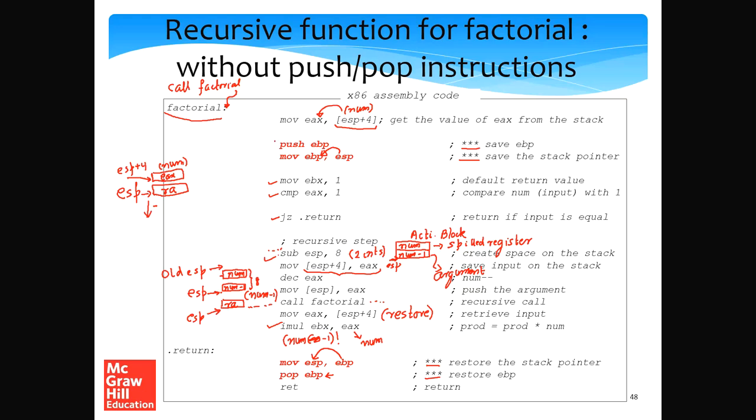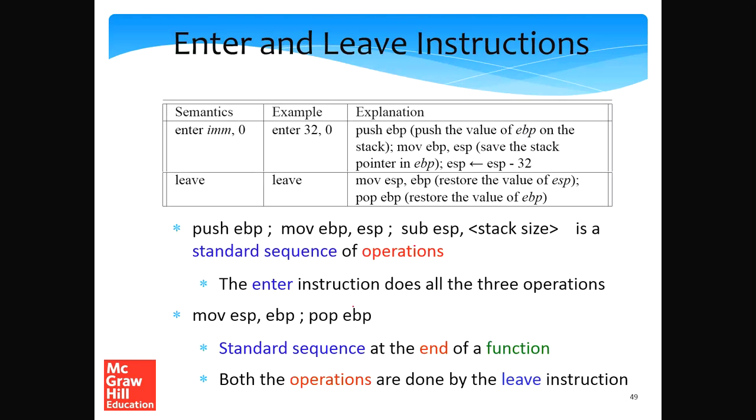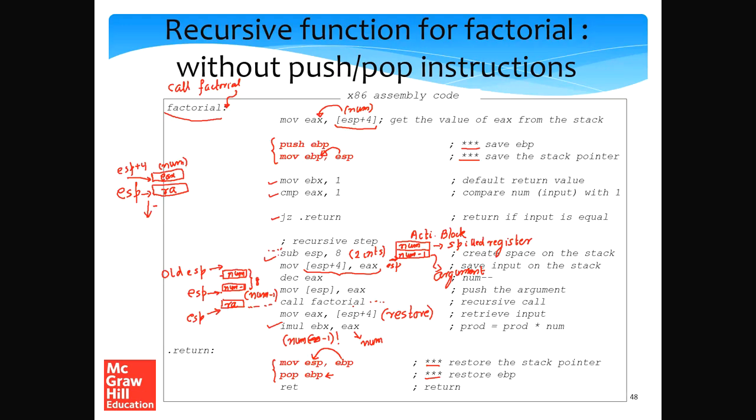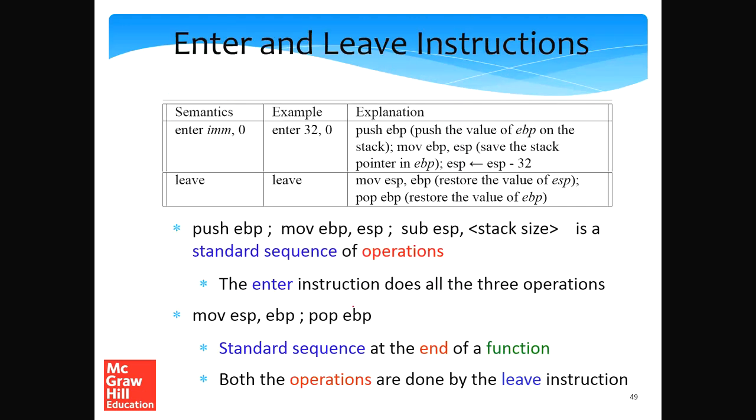So what are the extra instructions? The extra instructions are these two over here, and the instructions to create the activation block and manage it, which are subtract 8 from ESP, move EAX to ESP plus 4, move EAX to ESP, and restore the value of EAX. A couple of extra instructions are there. So do we need that many extra instructions? If you see, we have 7 instructions that we are changing. Do we need them? The answer is probably no.